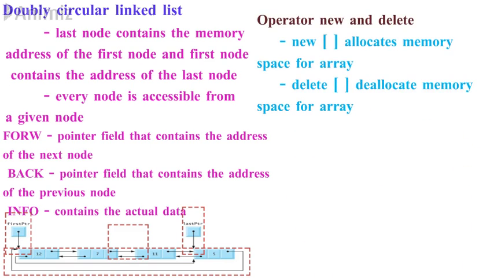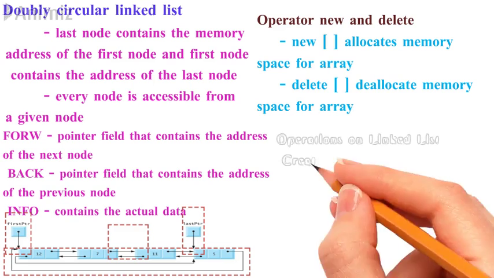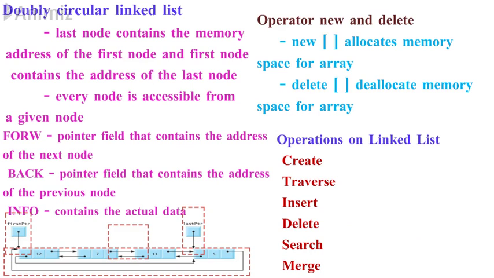Now, the operators. You have 2 operators that are present. The first one is new and the second one is delete. New is used to allocate memory space for a particular node in the list. Delete is used to deallocate the memory which has already been allocated for a particular node in the list. The various operations that are performed on a linked list are create, traverse, insert, delete, search and merge.